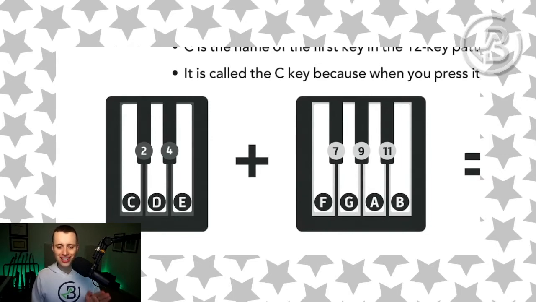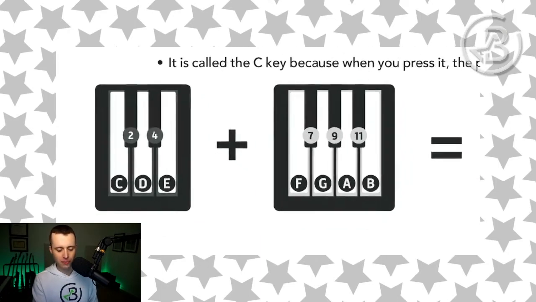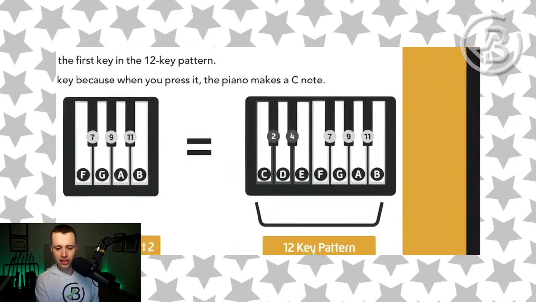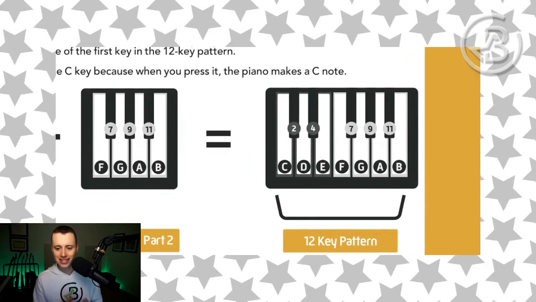And sure enough, if we see C, D, E, F, G, A, B, that's the basic musical alphabet starting on C and ending on B. Because remember, we can start and end the basic musical alphabet on any note of the basic musical alphabet. So what that turns into when we put our two groups together is we have C, D, E, F, G, A, B.